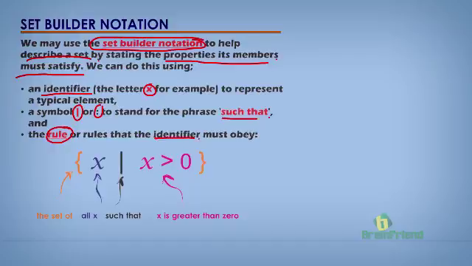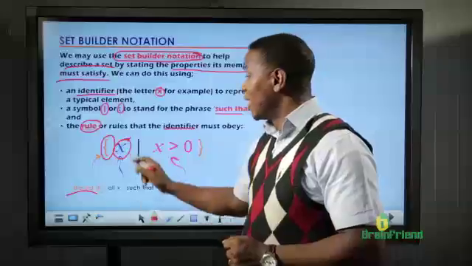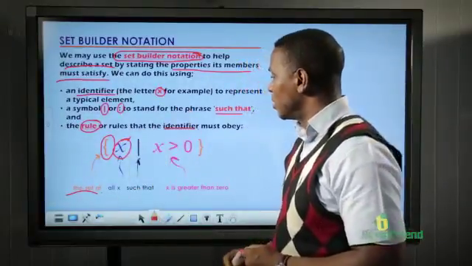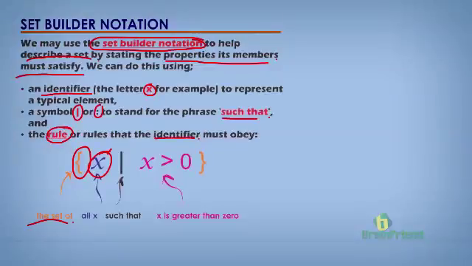Let's take a look at a practical example. So we have our curly bracket here. The open curly bracket stands for the phrase "the set of". Next, we have the identifier. The identifier, like we said, is a sample of our element. That is, it's a representative of a typical element within our sets. And it represents the phrase "all x".